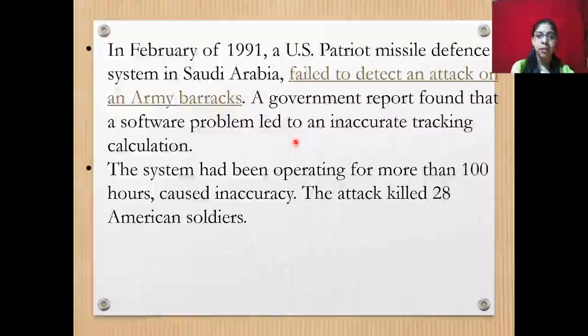And when that condition happened in real, the software failed to detect the correct tracking position, due to which 28 American soldiers were killed. The system had been operating for more than 100 hours, which caused inaccuracy. So it is also necessary to test how much time a particular system keeps on operating, and after that what problem arises in the system.